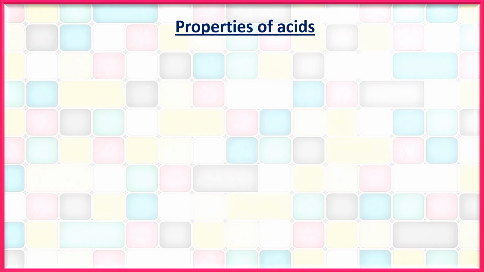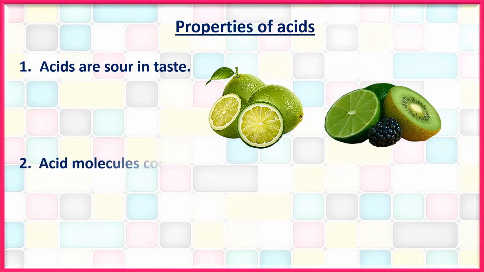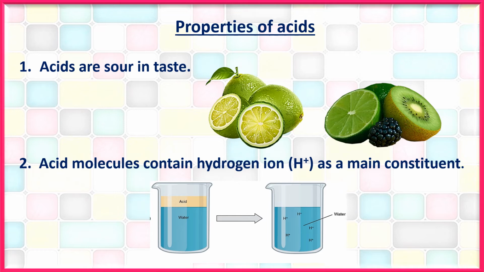Properties of acids. First one, acids are sour in taste, as you already know. Then acid molecules contain the hydrogen ion, that is H plus, as the main constituent. So when acids are put in water, they will show you these H plus ions. If you remember, HCl, H2SO4, HNO3, all the three acids had H plus, the hydrogen ion in them.